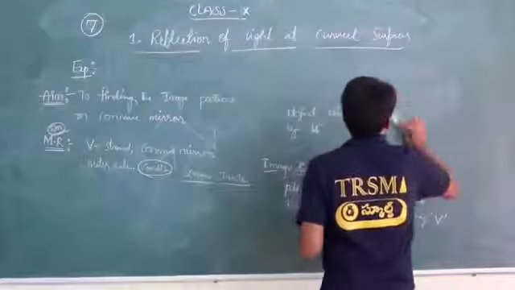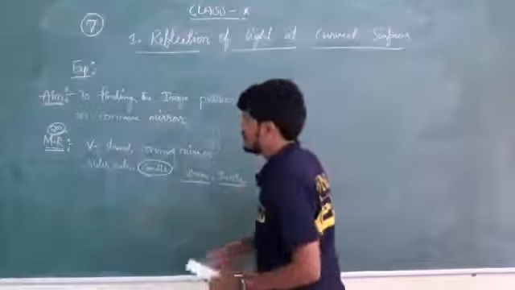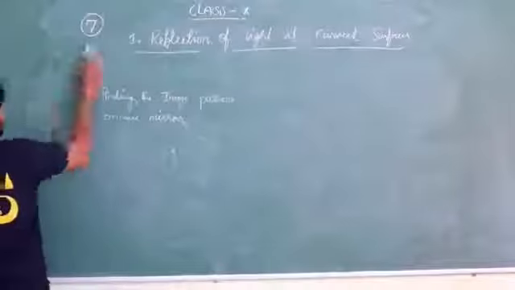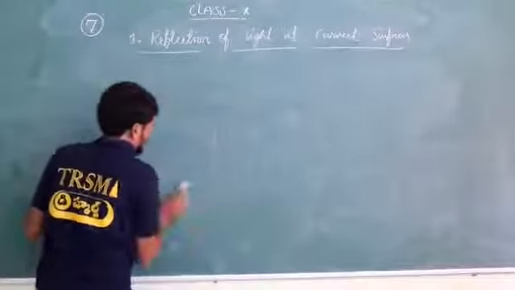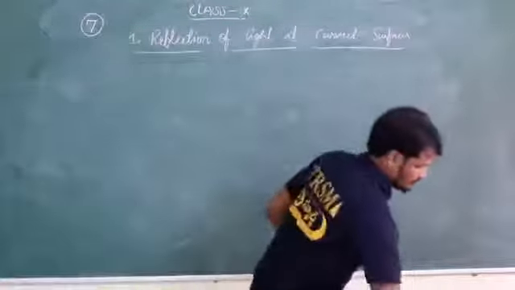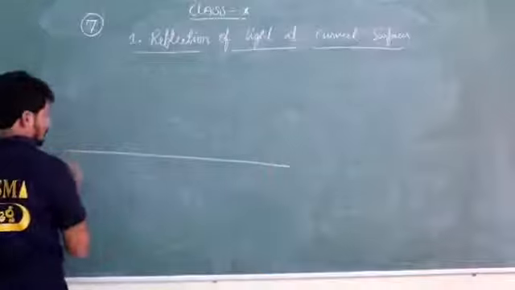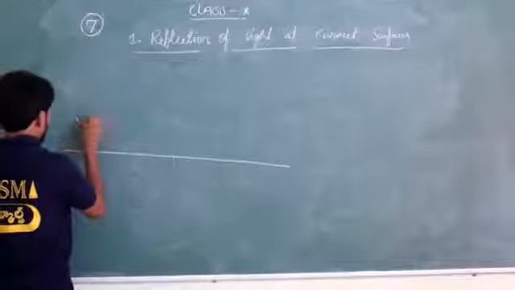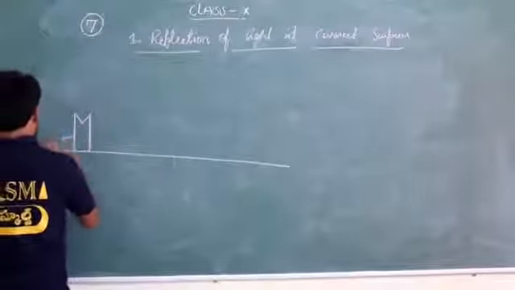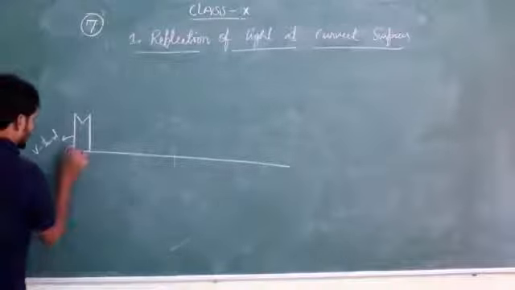Now let's do the experiment. Once again, see: a V-stand, concave mirror, meter scale, candle, screen, and table are required. Place one V stand on the table.